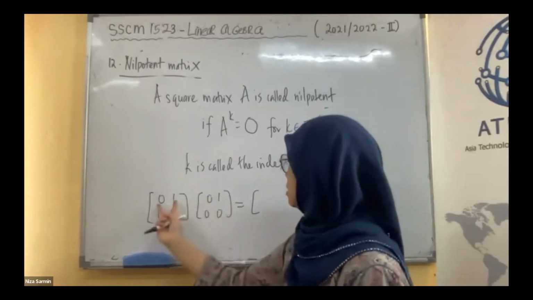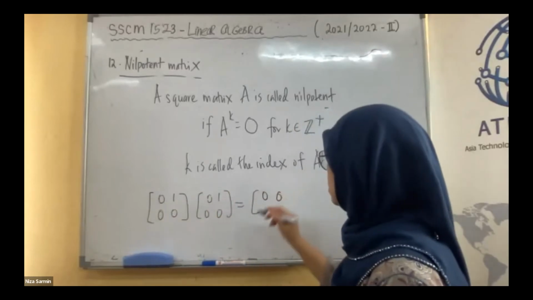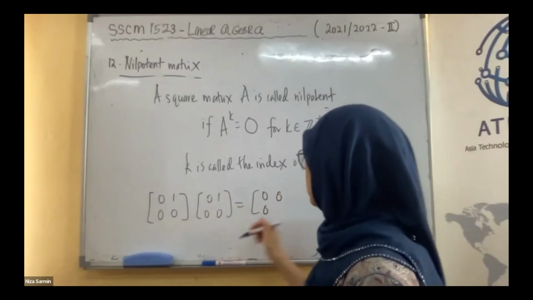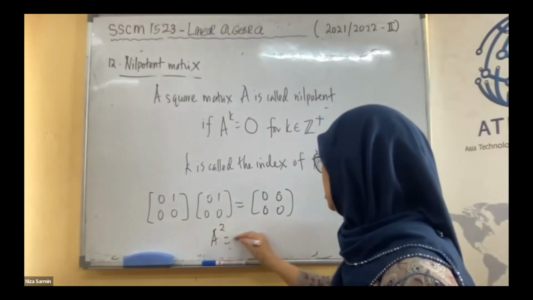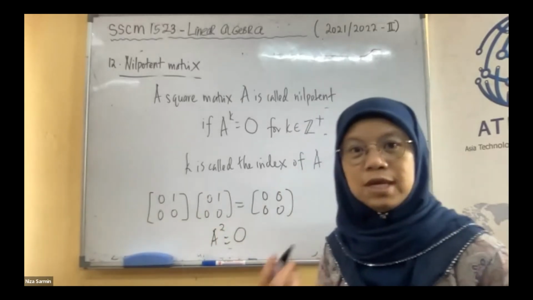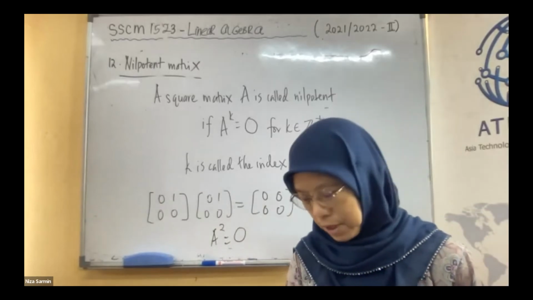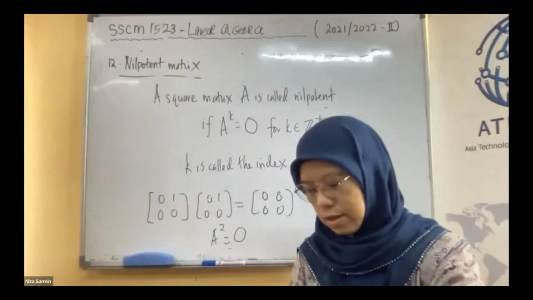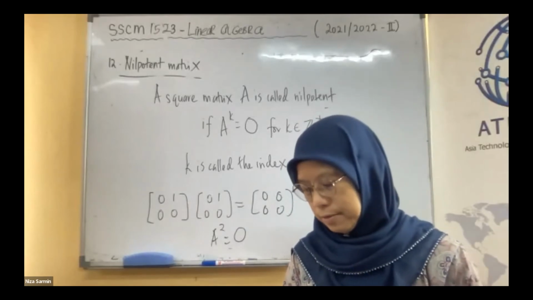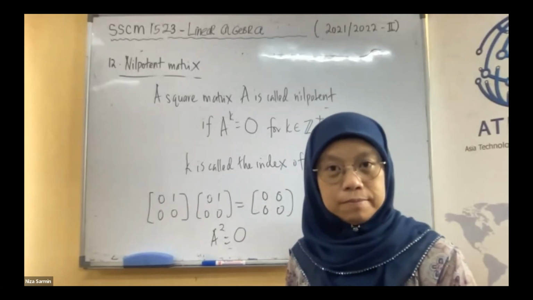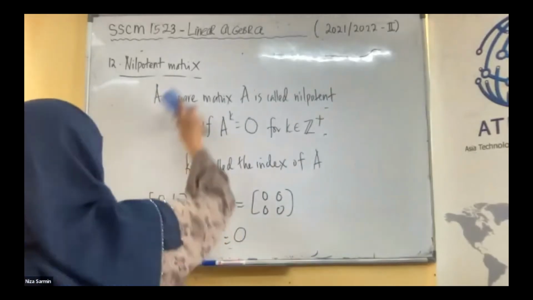So you try, if this is A, try to multiply it, right? 0, 0, that's definitely 0, right? So A squared is the zero matrix. So we say A is nilpotent of index 2, right? And over there, I give another matrix 3 by 3. Okay, straightforward.